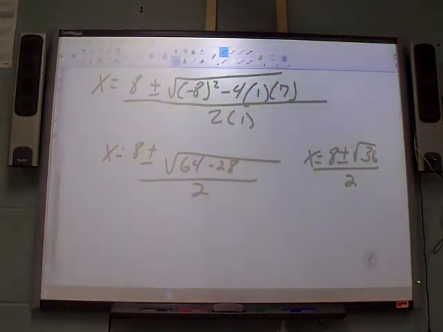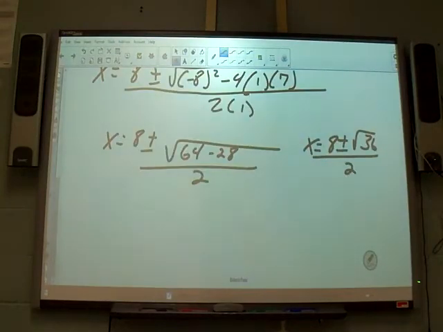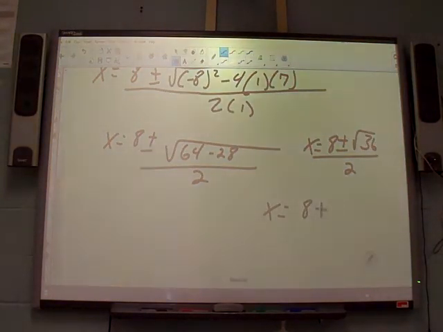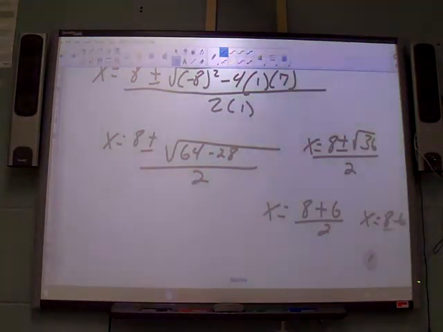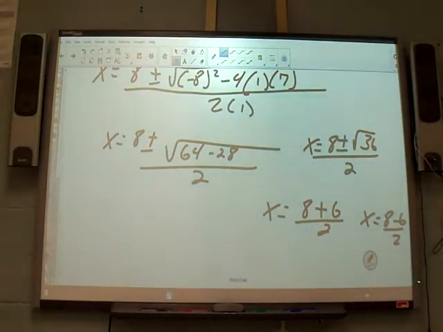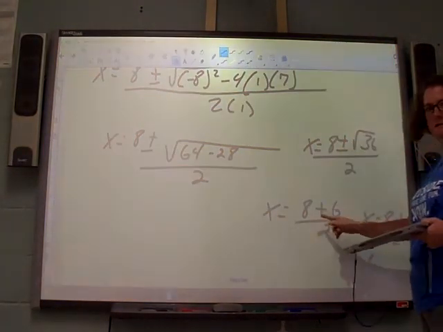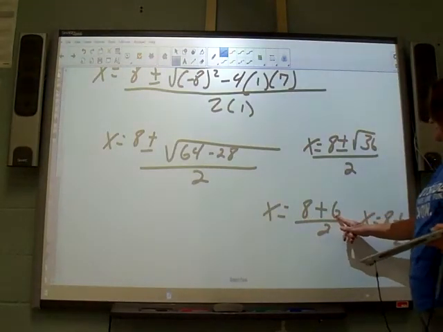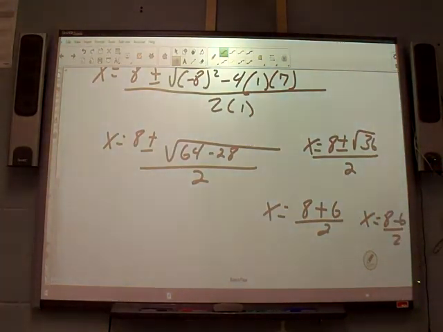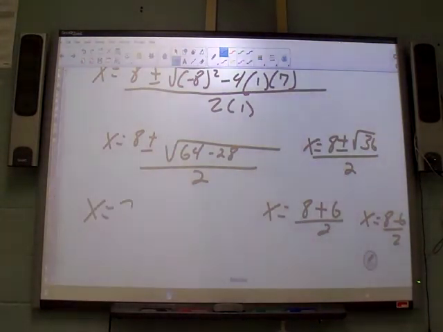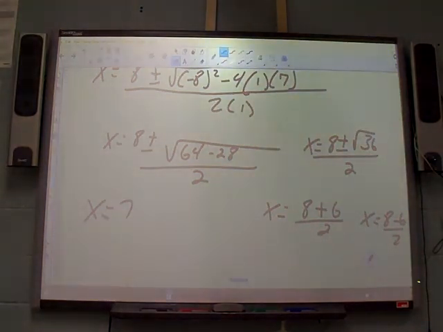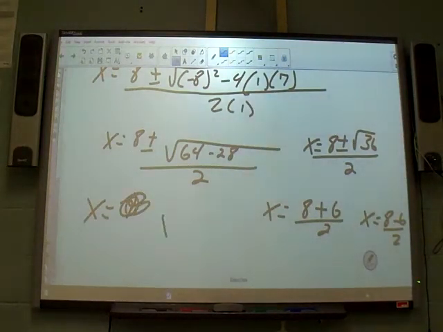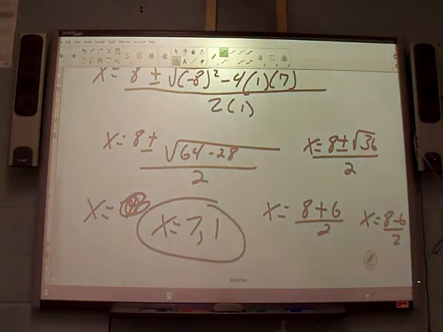So I'm going to have x equals 8 plus 6 divided by 2, because of the plus or minus, and then x equals 8 minus 6 divided by 2. That plus or minus sign breaks this up into 2 problems for you. So 8 plus 6 is 14. 14 divided by 2 is 7. So there's one answer. 8 minus 6 is 2. 2 divided by 2 is 1. So x is 7 and 1.